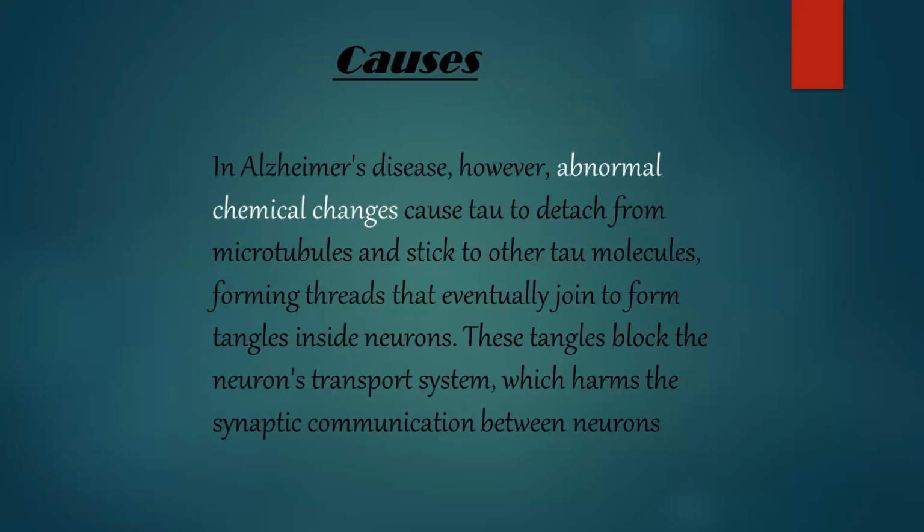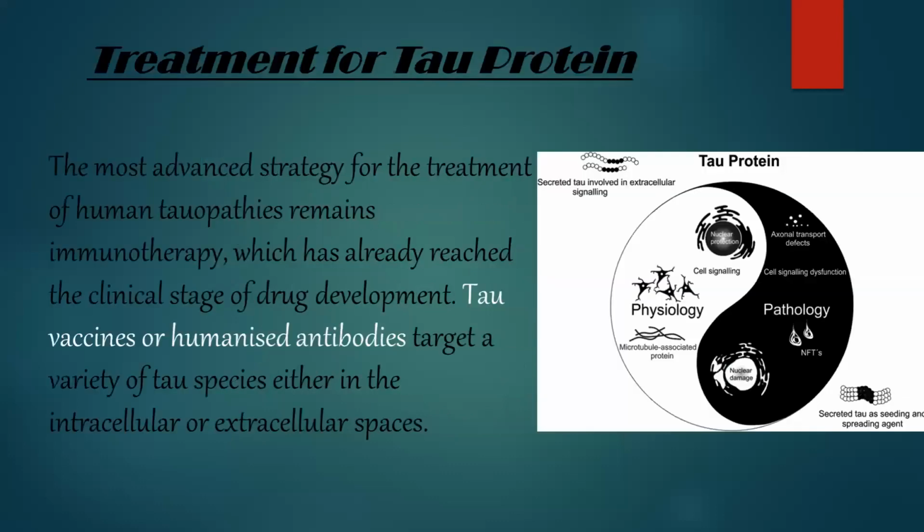Causes. In Alzheimer's disease, however, abnormal chemical changes cause tau to detach from microtubules and stick to other tau molecules, forming threads that eventually join to form tangles inside neurons. These tangles block the neuron's transport system, which harms the synaptic communication between neurons.